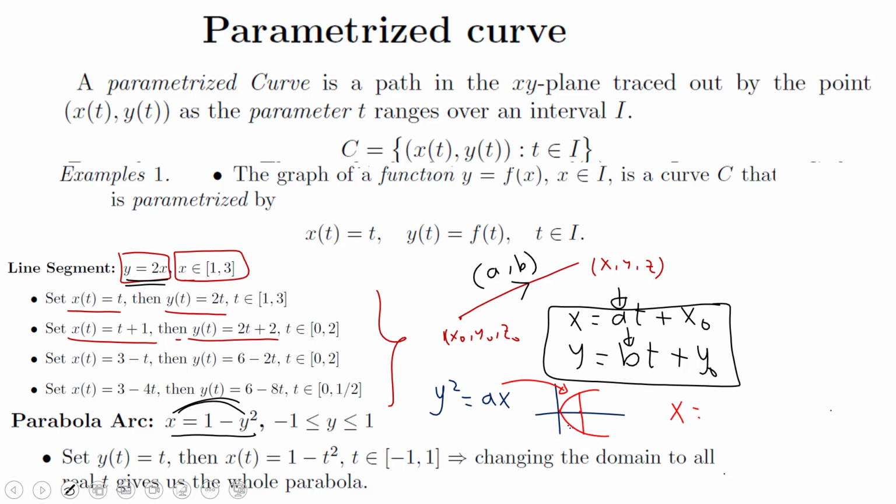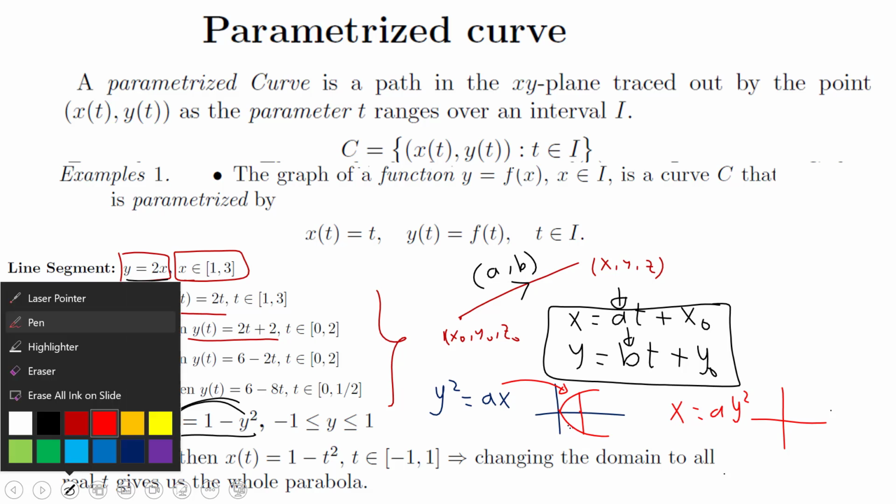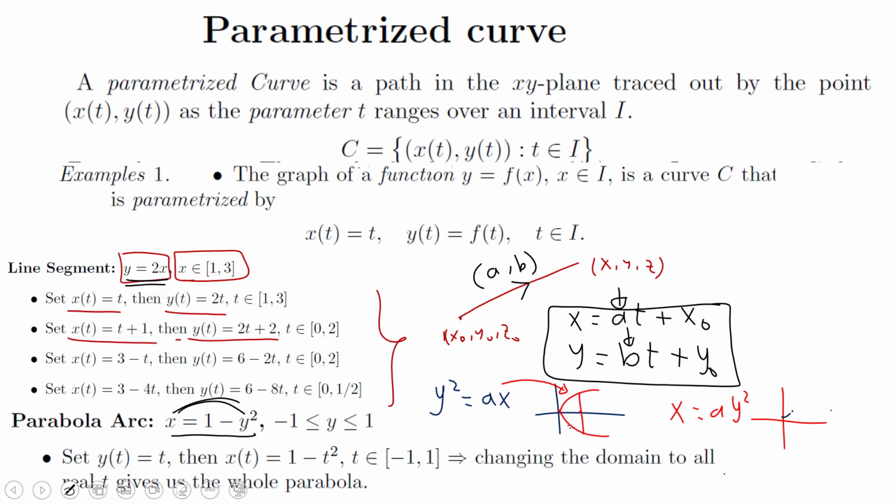If you have x equal to a y squared, in this case your parabola is a horizontal one, right? Because for two values of y, you have one value of x. Okay? If a is positive, it will open to the right. If a is negative, it will open to the left, okay? Now you know this is a parabola, right? This is a parabola equation.